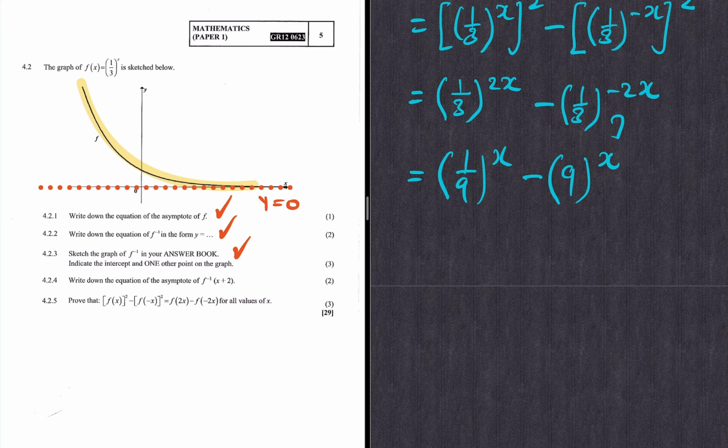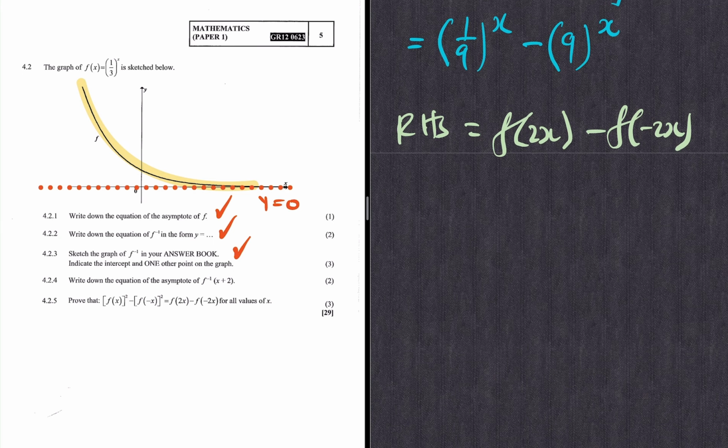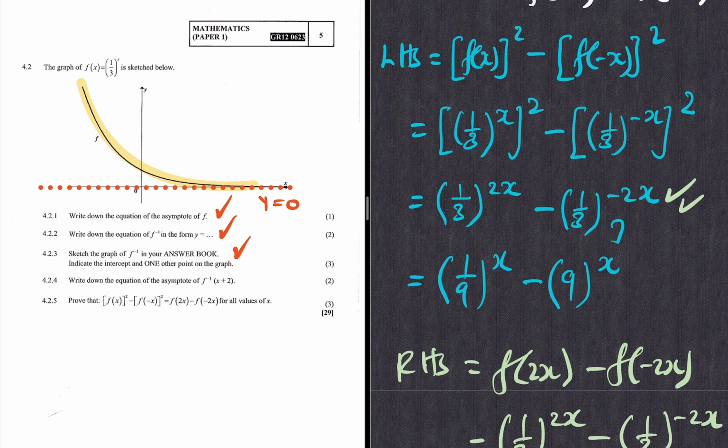And then the right hand side, let's go and check that. So the right hand side is f of 2x minus f of negative x. Okay, so that means whatever that is x, I'm going to put 2x. So this becomes 1/3 to the power x. So x is 2x now, minus 1/3. Whatever there is x, we're putting negative 2x. So this is the same thing as that step there.